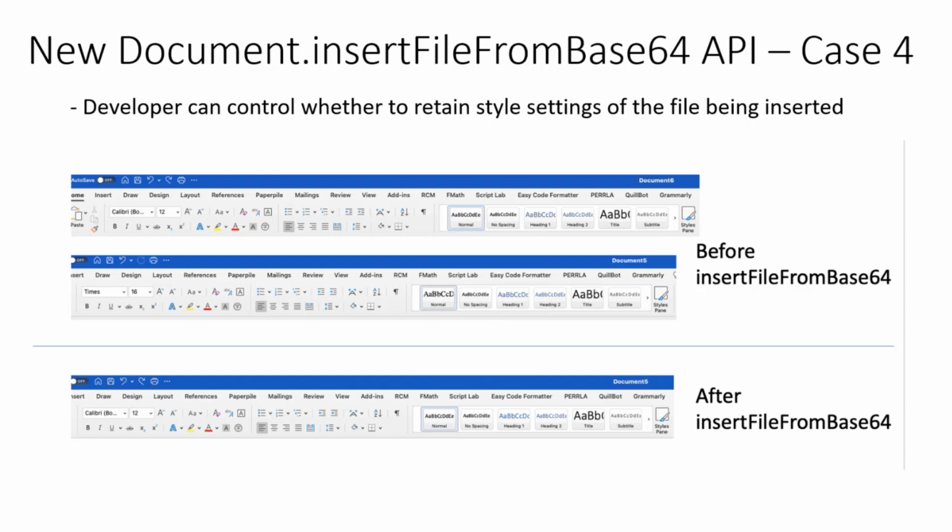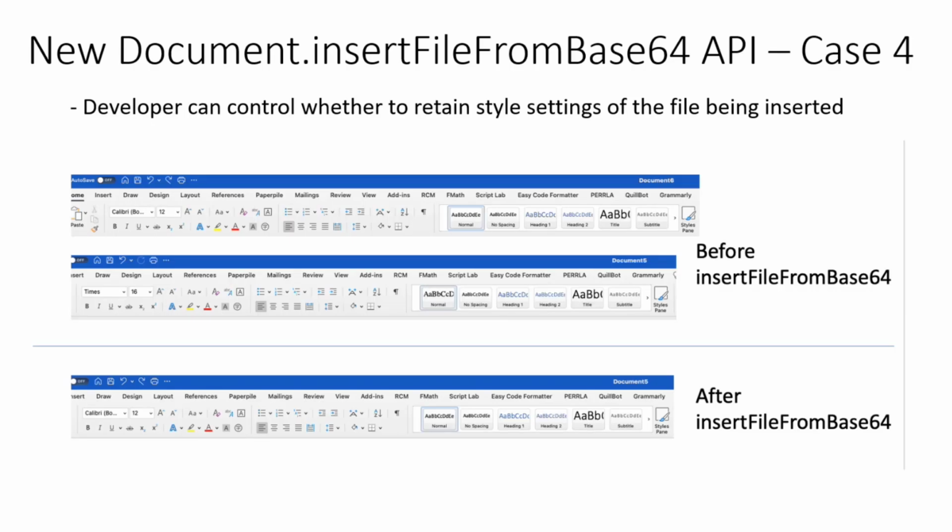And just to be noted, the original insert file from base 64 API at the body level continues working as previously. So we didn't change the behavior of the existing APIs, but this one is the newly added one at the document object. So that's for insert file from base 64.